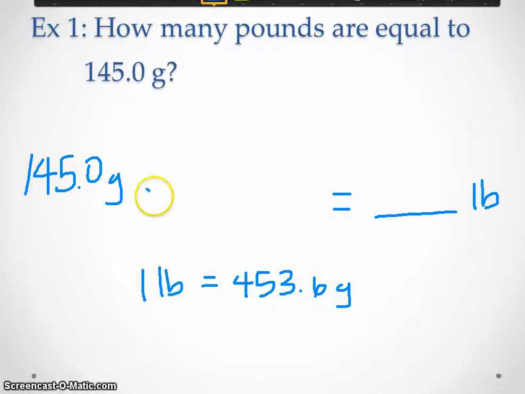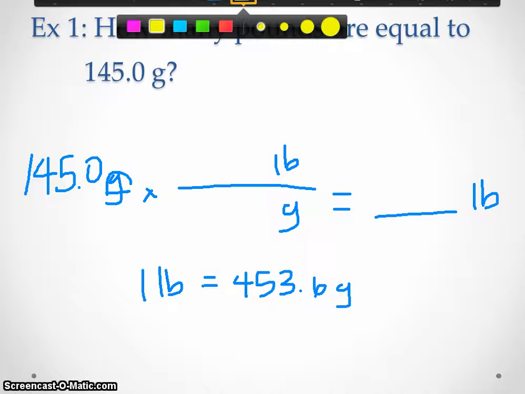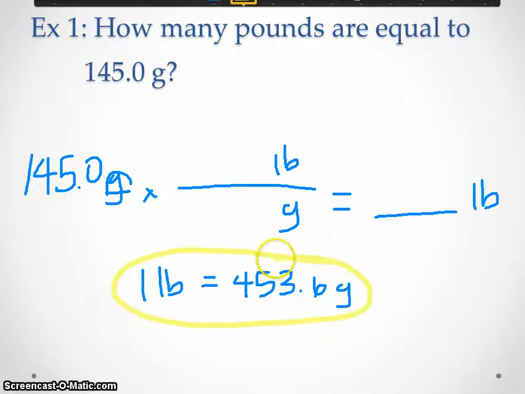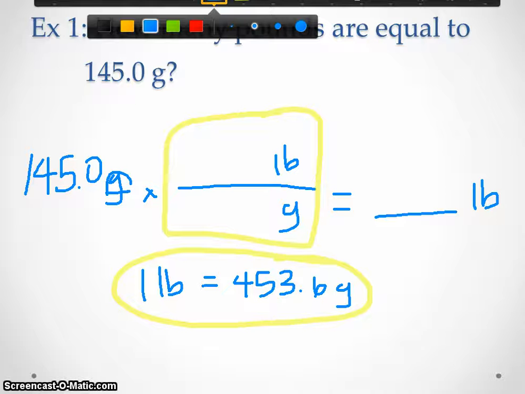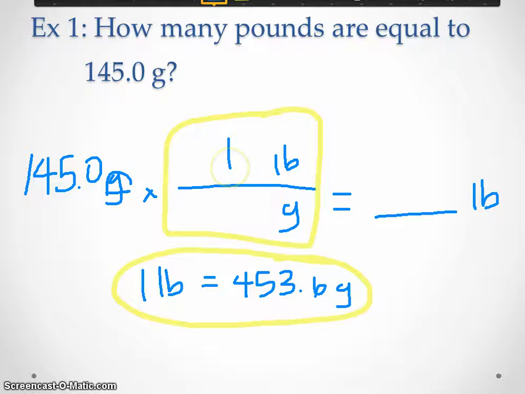Now because of that, I can set up an equivalent right here, almost like a fraction, where if I have grams on top, I want to put grams on the bottom because I want units to cancel. And since grams is on the bottom, pounds will be on the top. And so I can take my conversion factor right here and place it in my calculation. So 1 pound is on top and 453.6 grams goes on bottom. My units cancel. Since grams is on top, grams on bottom, it cancels.